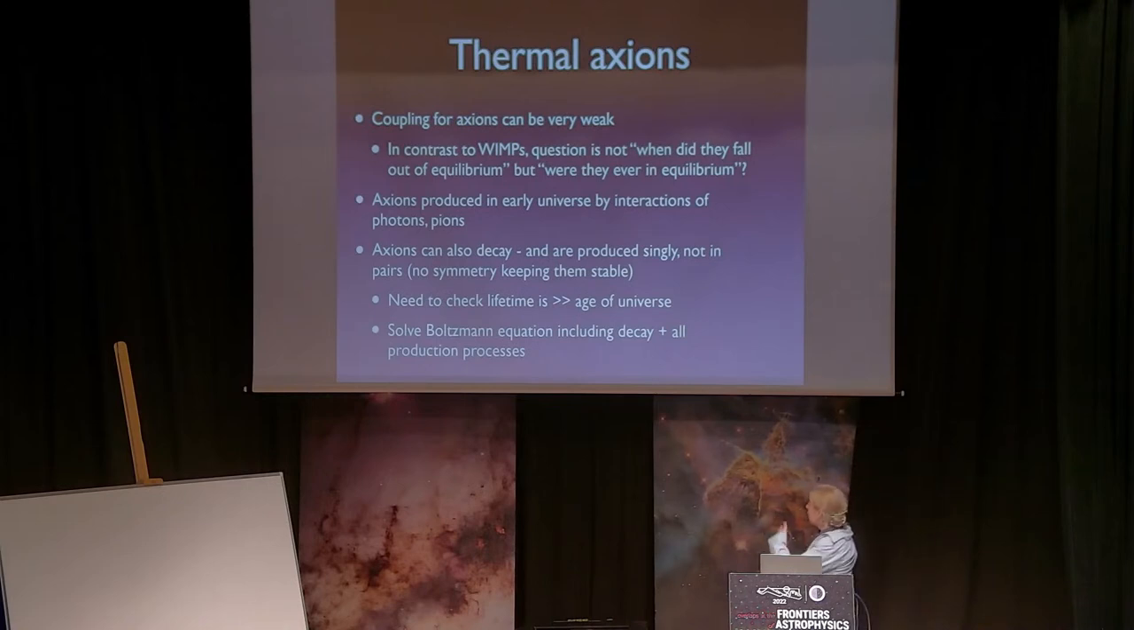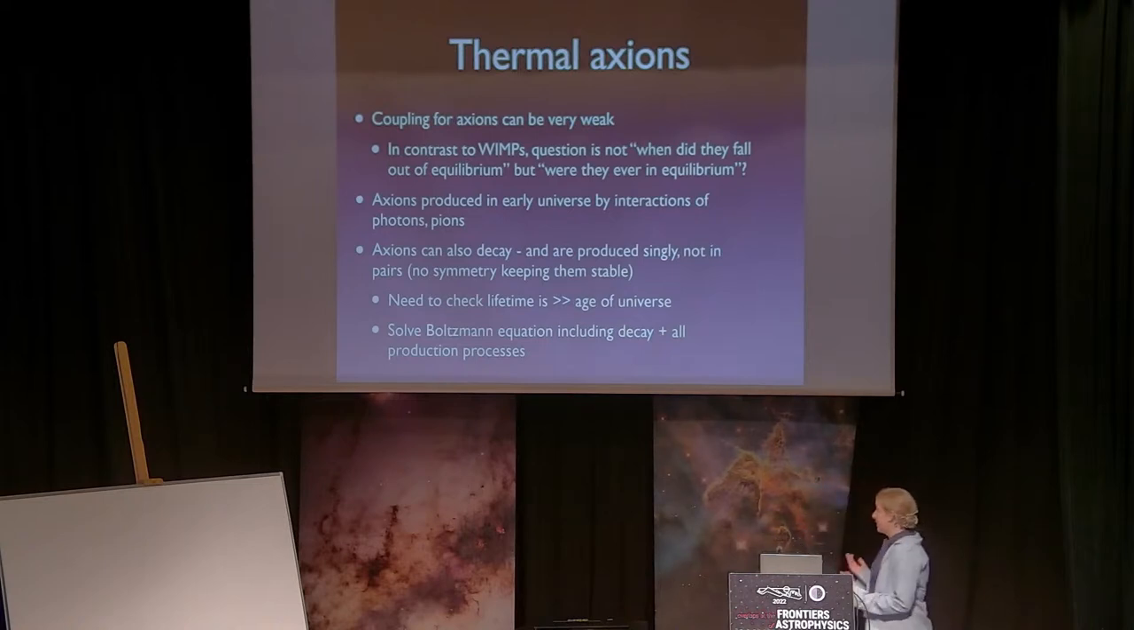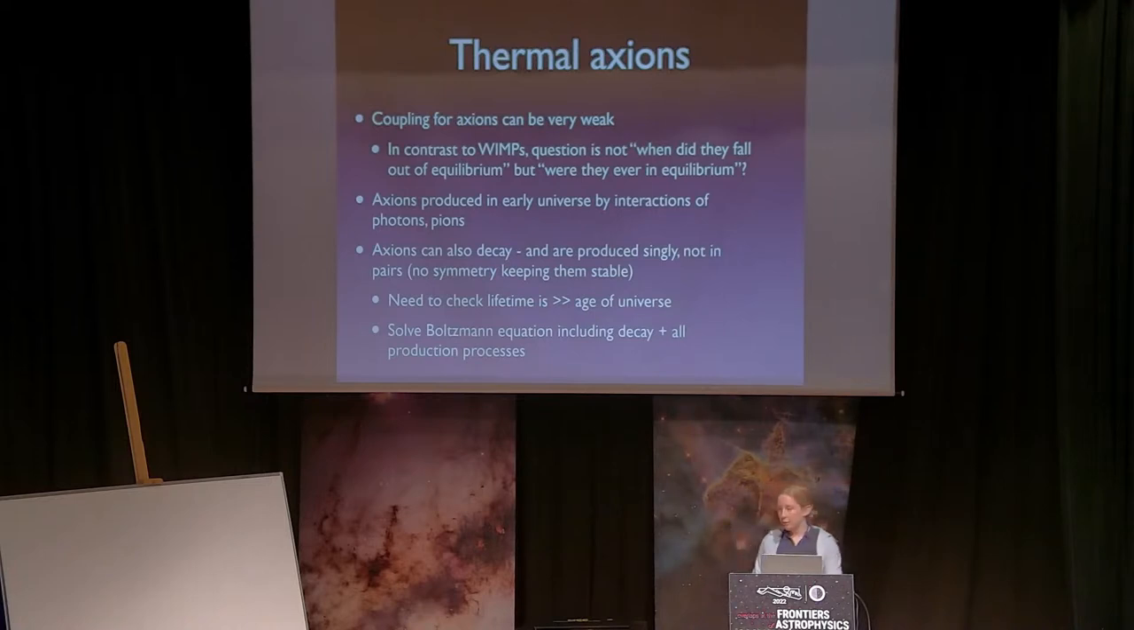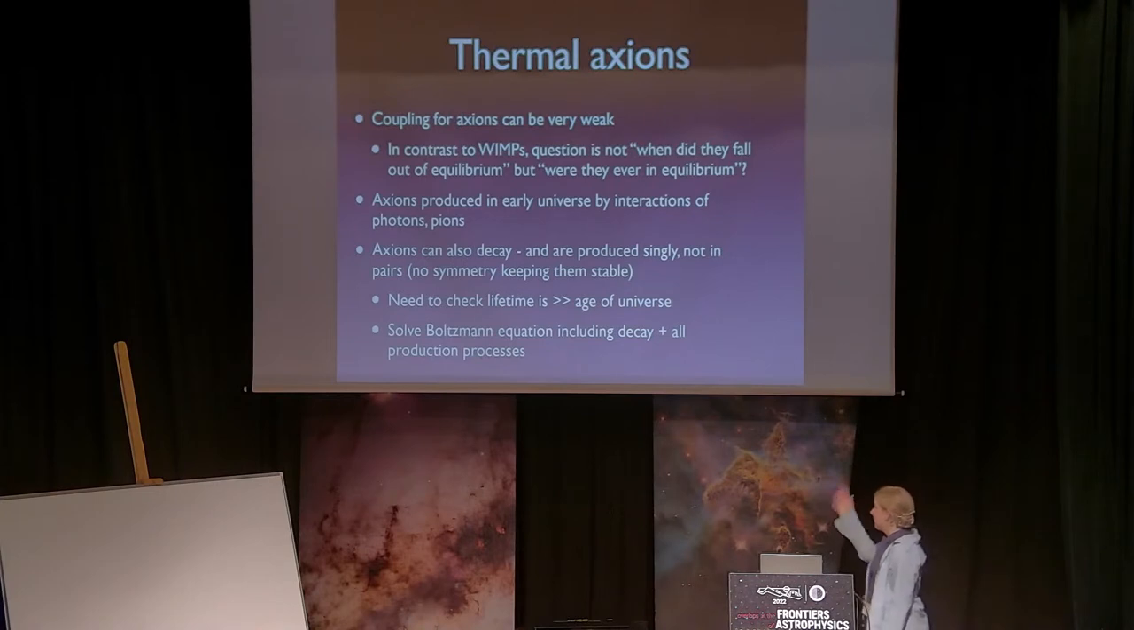So axions would be produced in the early universe by interactions of photons and pions. So this is a freeze-in process, just as we discussed. Axions can also decay. And that coupling, it just has a single axion in it, A G mu nu G mu nu. So that means that axions are, in principle, unstable. There's no symmetry keeping them stable. So if we want axions to be a dark matter candidate, we have to check that we don't overproduce them in the early universe, we don't make a lot of them that are too hot to be the dark matter, and that once we make them, they stick around. So their lifetime is much longer than the age of the universe.